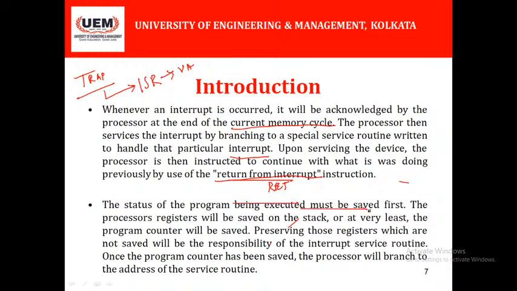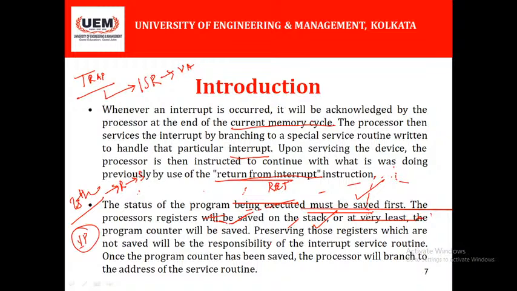The status of the program being executed must be saved first. Where should it be saved? The status of the current instruction results, let's say the microprocessor is executing the 25th instruction currently. So the result of this instruction is going to be stored in the stack. Similarly, all the register values, accumulator, base register, counter, data register need to be stored in the stack, and the address of the next instruction that is stored in the program counter or instruction pointer also needs to be stored in the stack. So preserving those registers which are not saved will be the responsibility of the interrupt service routine.